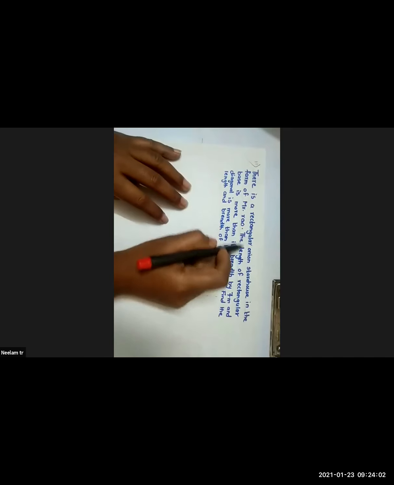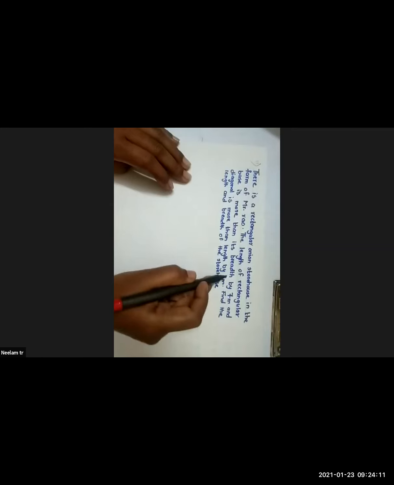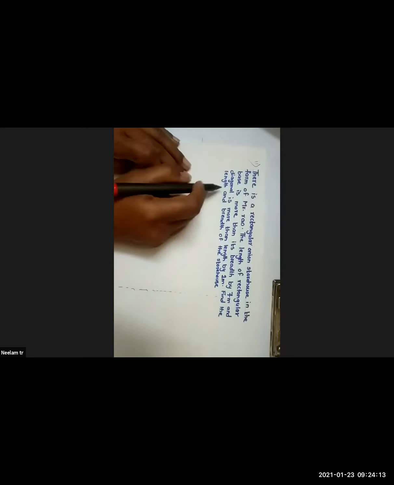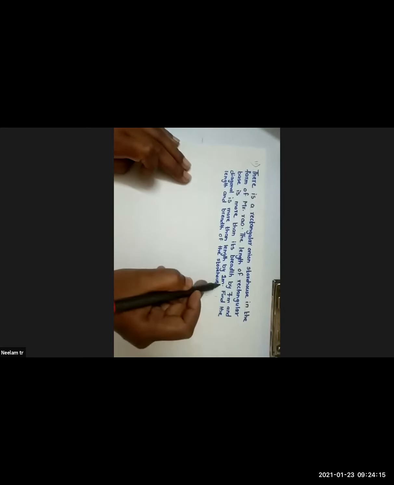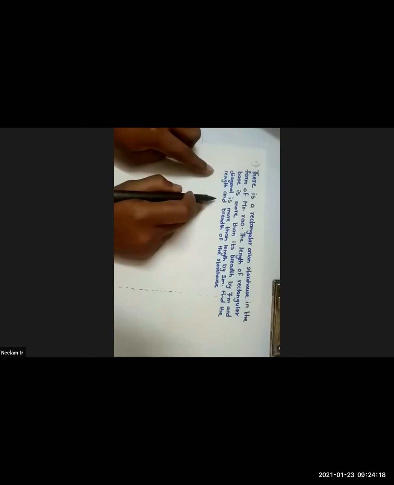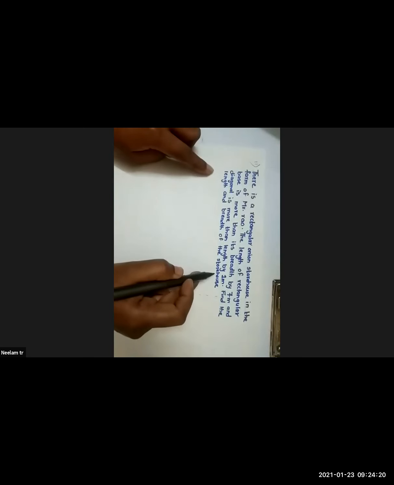Chalo. Then let's move to our question number 11. This question is there in your textbook. There is a rectangular onion storehouse in the farm of Mr. Rao. The length of the rectangular base is more than its breadth by 7 meters, and the diagonal is more than the length by 1 meter. Find the length and the breadth of the storehouse.